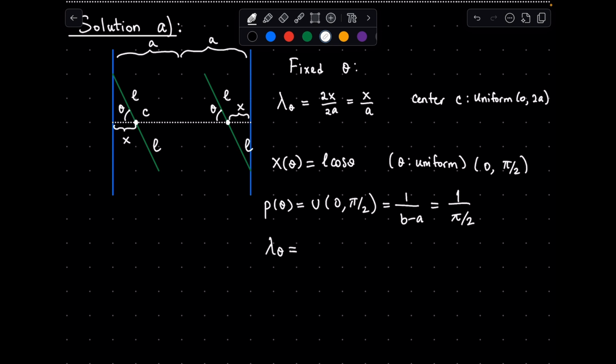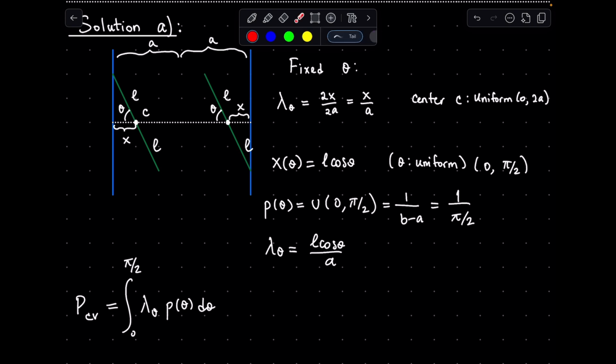Now let's substitute x into our lambda theta. Next, we need to find the expected value of lambda theta using the uniform density. That's going to give us the probability that the needle crosses a vertical line. Let's call that p sub cv. Now we write it down as an integral since theta is continuous, substituting lambda theta and p theta and carrying out the integral should give us the answer.